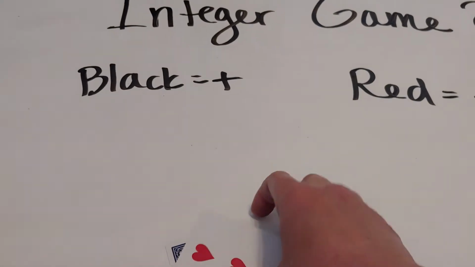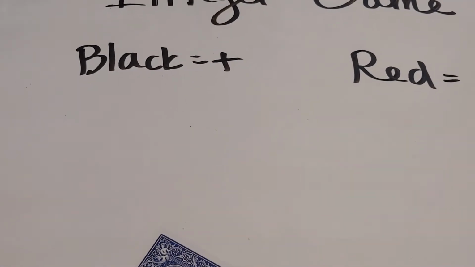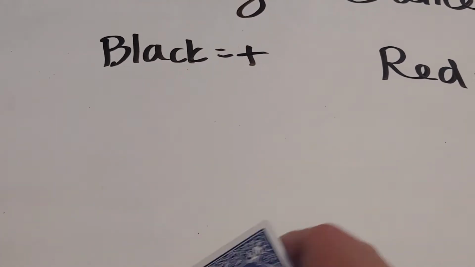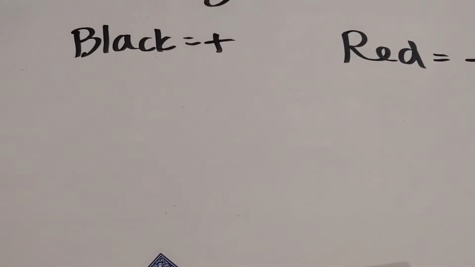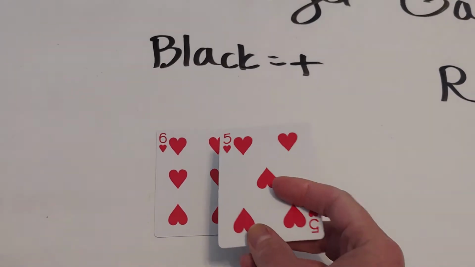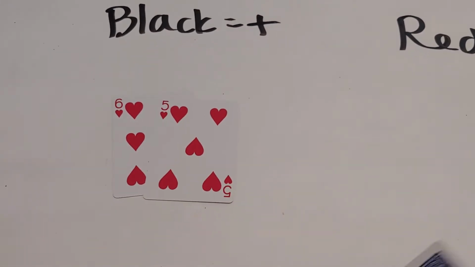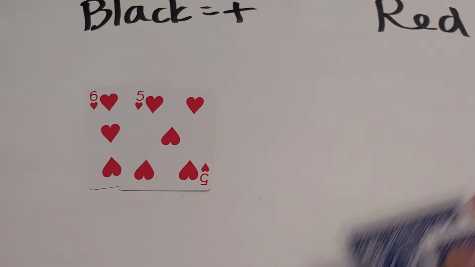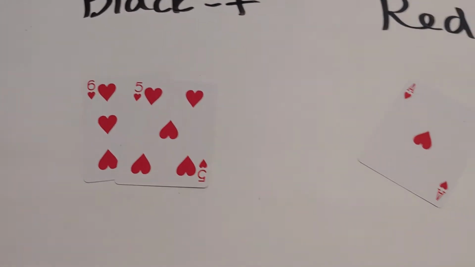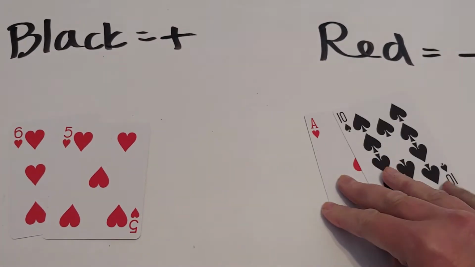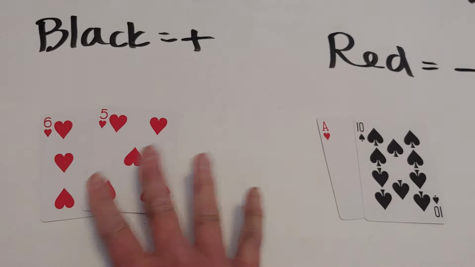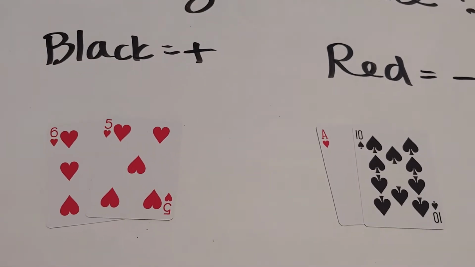When you pair up students, there's a dealer, and each person gets dealt 2 cards. So let's say person 1 gets a 6 and a 5, and person 2 gets an ace and a black card, a 10. The goal of the game is to have your 2 cards total 0.